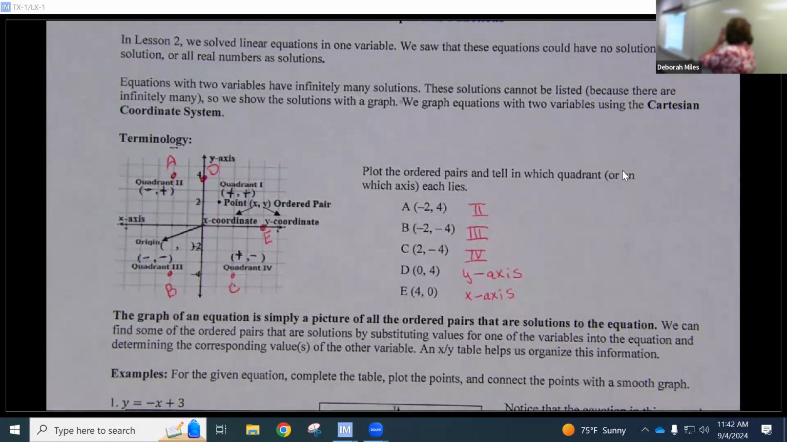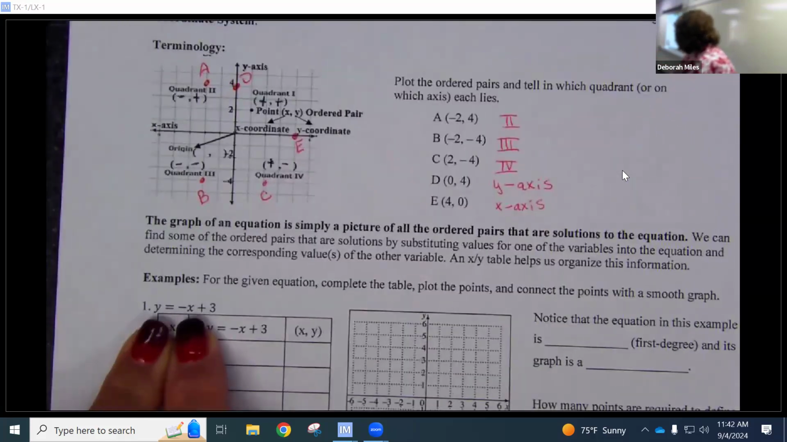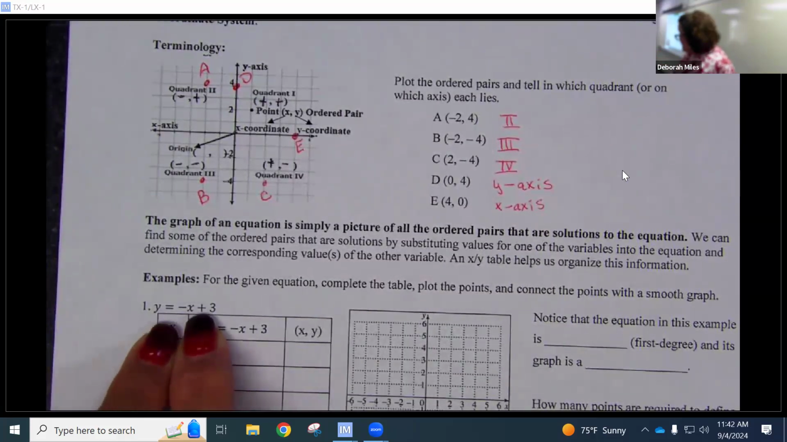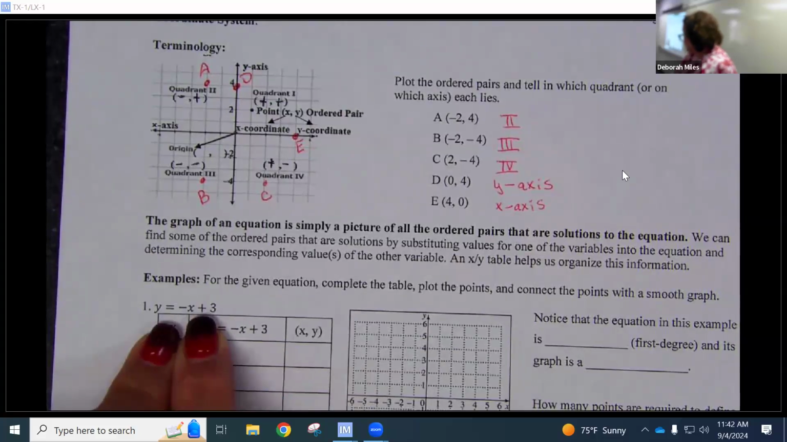All right. The graph of an equation is simply a picture of the ordered pairs that are solutions of the equation. I think some folks, I don't know when you start graphing lines, 8th grade or so, don't get that what they're actually doing is drawing a picture of the solutions. If I solve the equation x plus 1 equals 4, there's only one answer to that, and I write it as x equals 3. That's the only solution. But when I'm given an equation like y equals negative x plus 3, there are infinitely many ordered pairs that make that equation true.